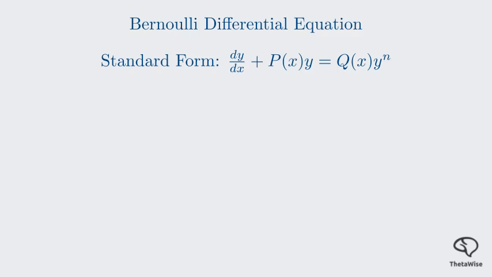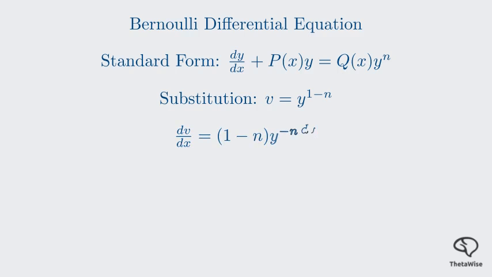But here's the good news. We can transform it into a linear equation using a clever substitution. The substitution we use is v equals y to the power of 1 minus n. Let's see how this works. If v equals y to the 1 minus n, then we can find dv/dx using the chain rule. The derivative of v with respect to x is 1 minus n times y to the negative n times dy/dx.